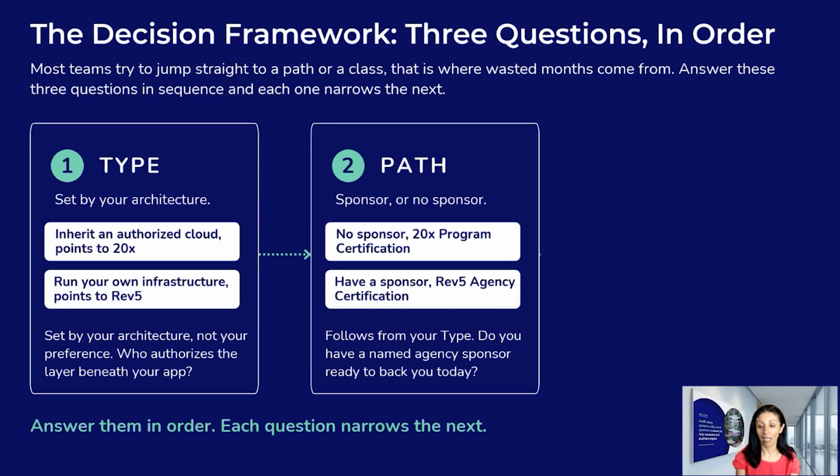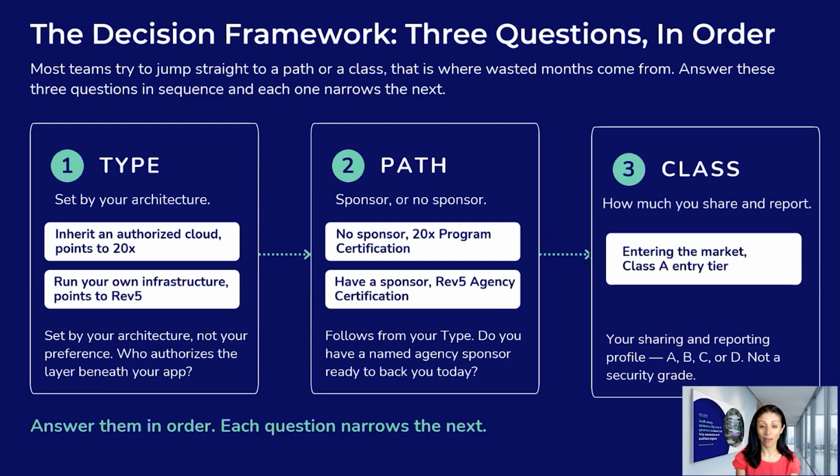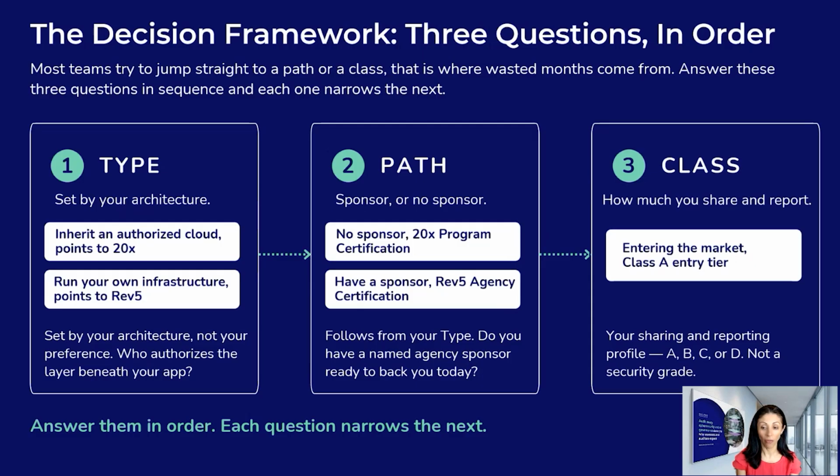Now, the next thing is the class. So class is our Class A, B, C, and D that were drafted in the Consolidated Rules. And this is very new and different. Not to be confused with the impact levels of FIPS 199 of low, moderate, and high. This is different. This is how much you want to share and report to the government.